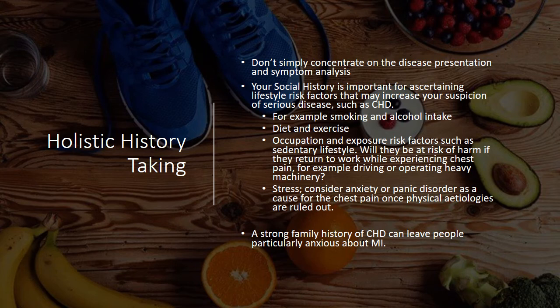So for example, with the social history, this is a really important opportunity to ascertain any lifestyle risk factors, for example smoking and alcohol intake. Understanding whether or not a patient smokes is going to increase our suspicion of cardiac causes. Just as understanding what their diet looks like. Is it high in fats? Are they living quite a sedentary lifestyle, both occupationally, or do they not take very much exercise? Again, this is going to increase our suspicion of cardiac causes for this chest pain.